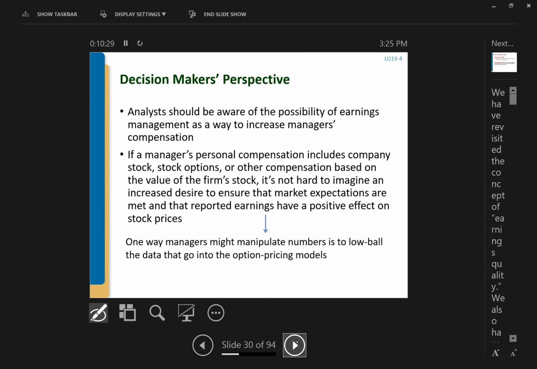One way managers might manipulate numbers is to lowball the data that go into the option pricing models. If you remember when we talked about budgets, we talked about budgetary slack, where we say, oh, I don't know if we're going to hit that number, but in reality that's an easy target to hit. And so that's what they're kind of addressing here. And then there's just the flat out fraud, not embezzlement, because embezzlement's taking things, where fraud is reporting inaccurate numbers.